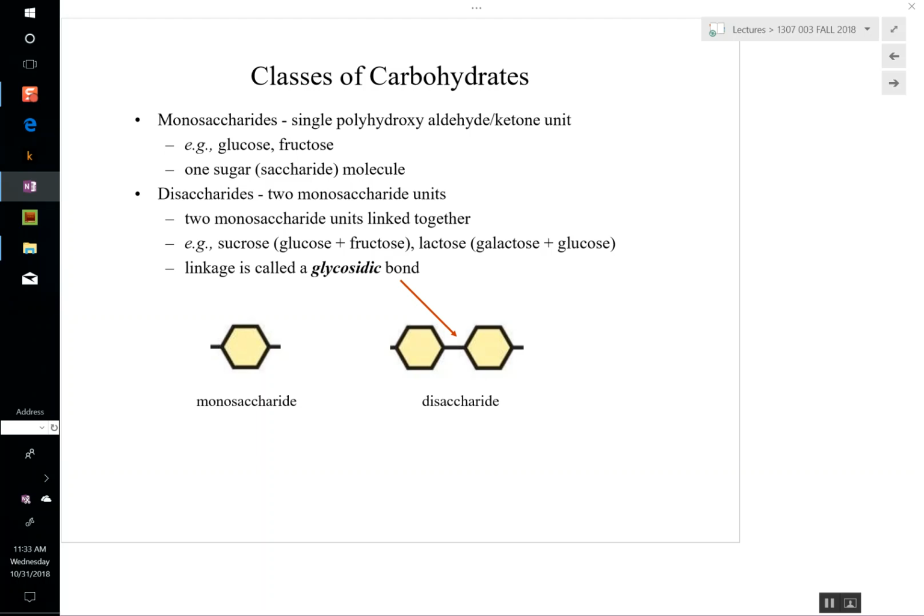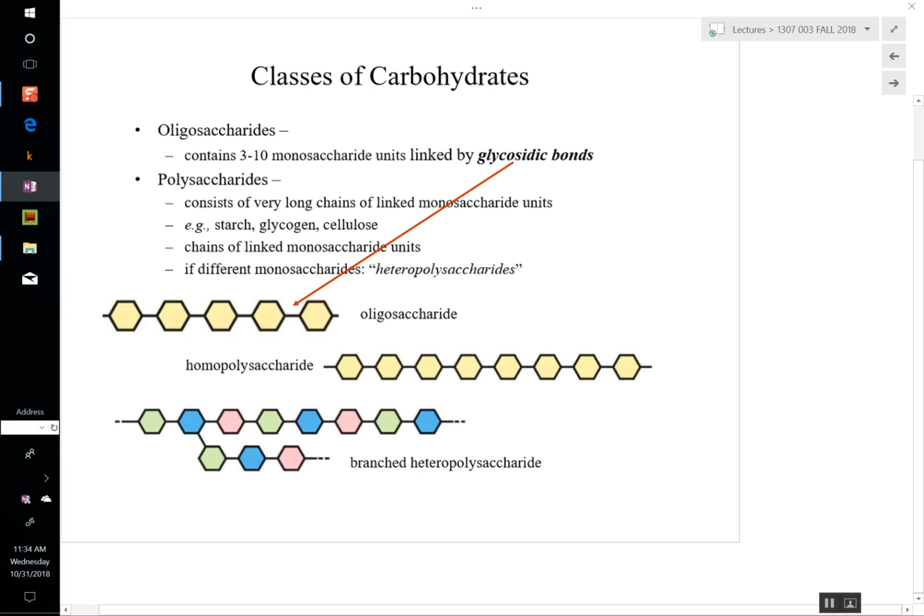It's a 6-membered ring. There's actually an oxygen right in there. It's not all carbons, so that's not hexane. That's 5 carbons and an oxygen in a 6-membered ring. That's a monosaccharide. A disaccharide is 2 of those linked together. A glycosidic bond, we'll see what that bond is in more detail later.